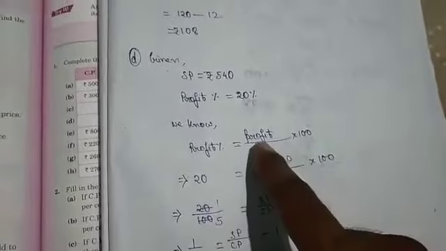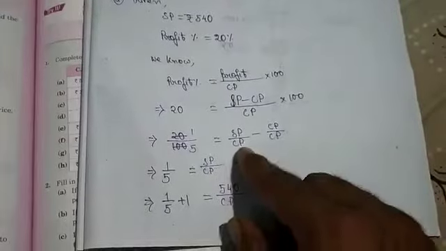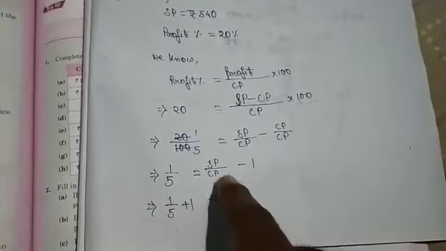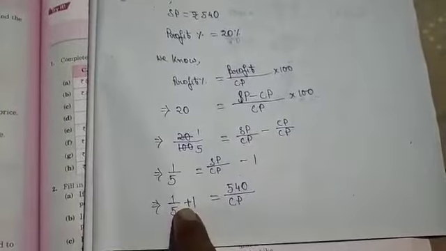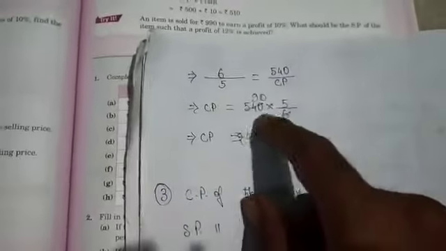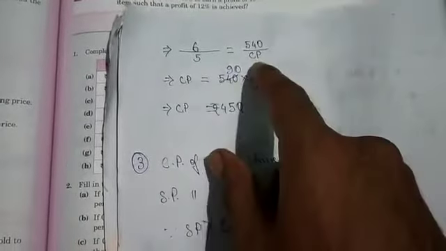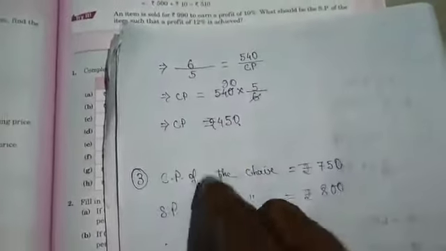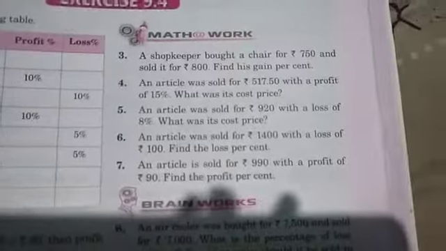Profit percent is given as 20. Profit, we know, is SP minus CP. Now if we separate it, it comes as SP by CP minus CP by CP. So the fraction is this much. CP cancels CP. Selling price is given as 540. Cost price you have to find out. If we take minus 1 to the left hand side, it becomes like this. And after calculating, it is 6 by 5, equals 540 by CP. Now if we cross multiply, CP will come here and 6 will come here, 5 will go there. So it will be 540 into 5 by 6. After calculation, our CP is rupees 450.